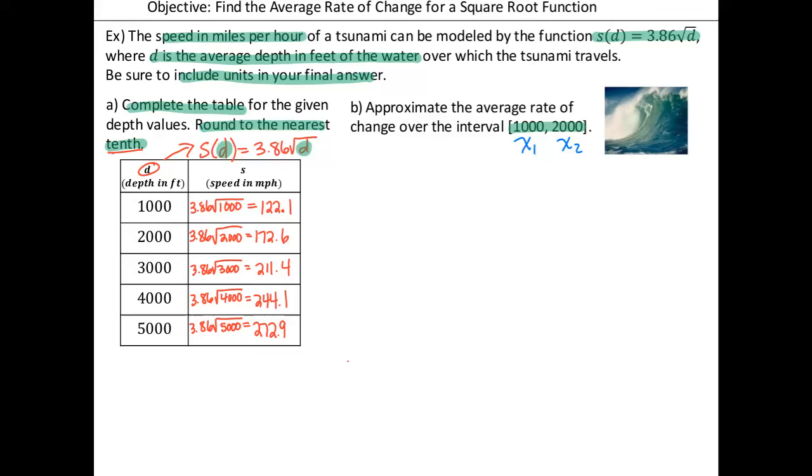So I look for it in the table. This is my x1 and x2 is 2,000. So the ones next to it are the y's. So my y1 is 122.1 and y2 is 172.6. Okay? So I'm going to take the y's, 172.6 minus 122.1, over my x's, 2,000 minus 1,000.